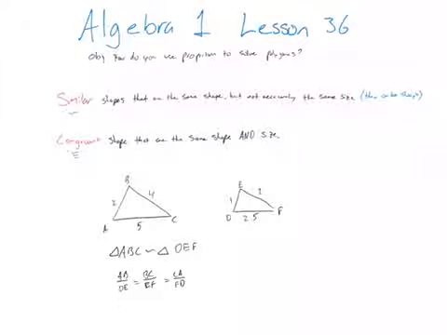This is lesson 36. Our objective is how to use proportions to solve polygons. So I guess the first thing we need to know is, what does it mean to be similar versus congruent? Similar shapes are shapes that are the same shape but not necessarily the same size. They could be, but they don't have to be. So same shape, kind of different sizes. Congruent shapes are shapes that are the same shape and same size. So they're exactly the same.